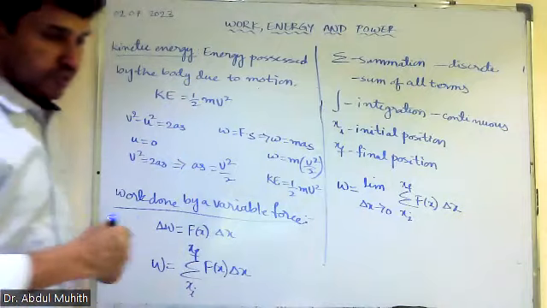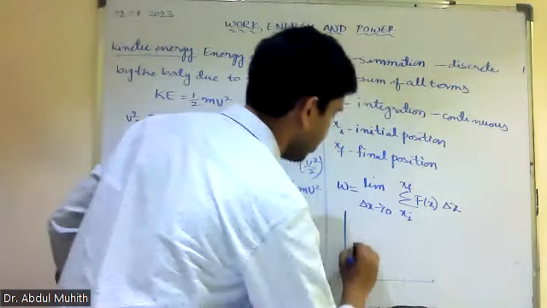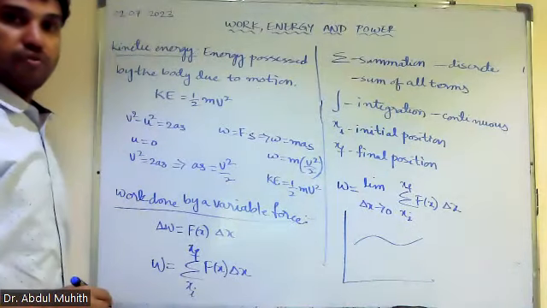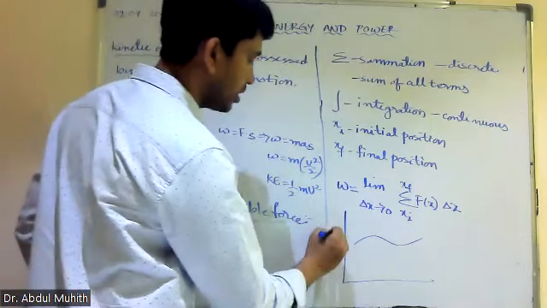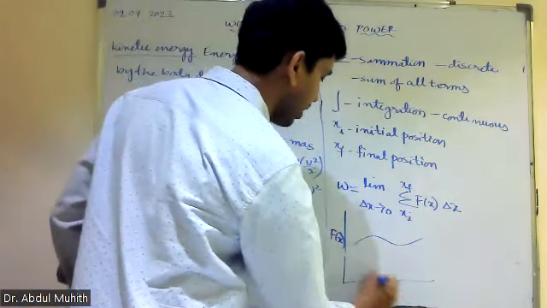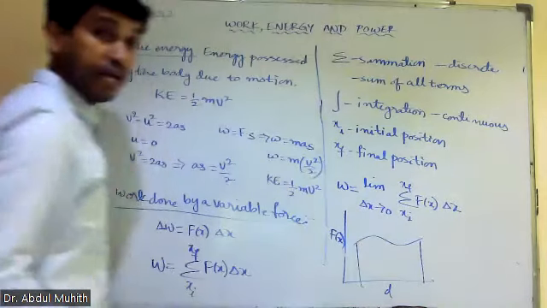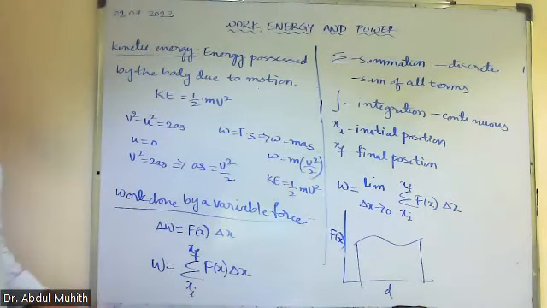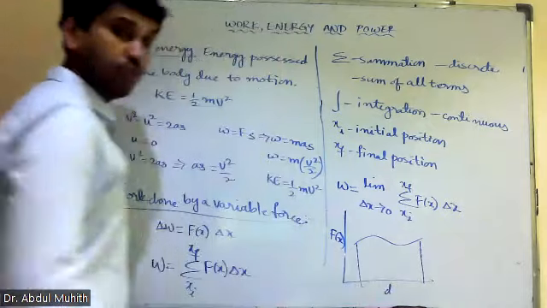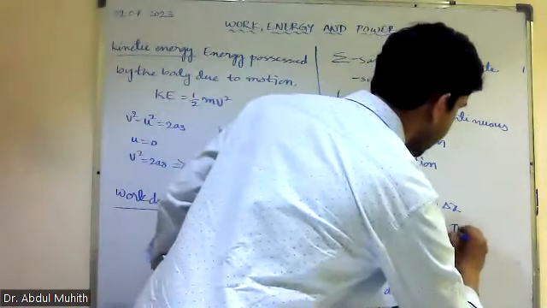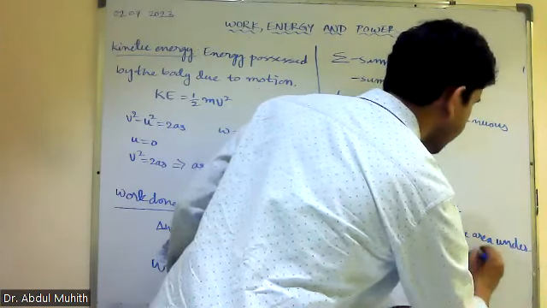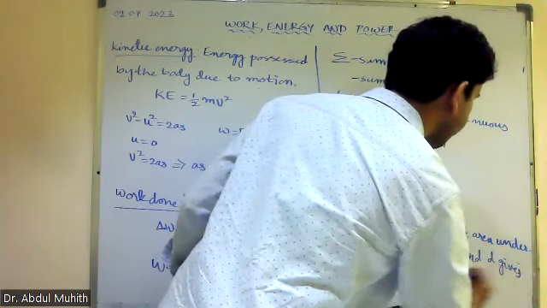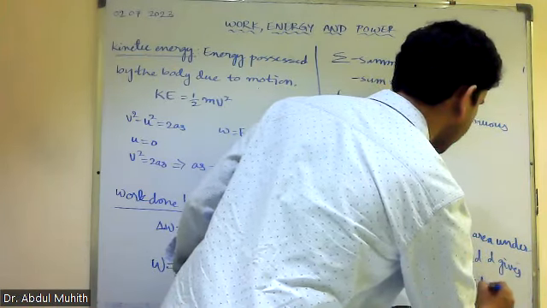Understood? Suppose we have the work. This is work done, so this is the area under the graph. One more thing: the area under the force-distance graph, or force-displacement graph, gives work done. I'll write here: the area under F and D gives work done.